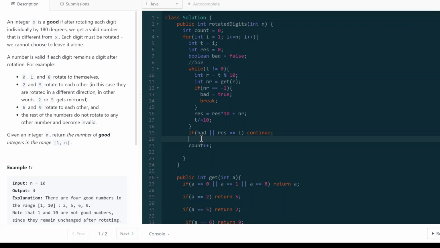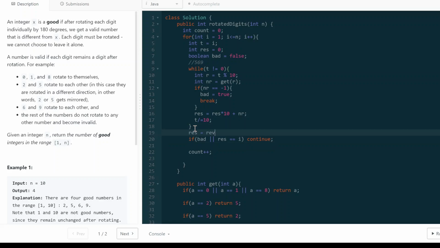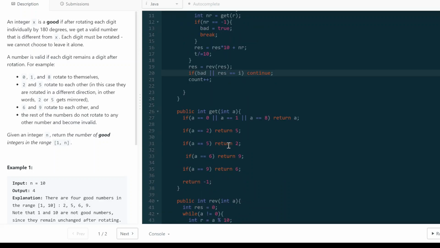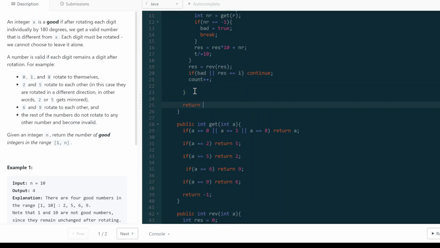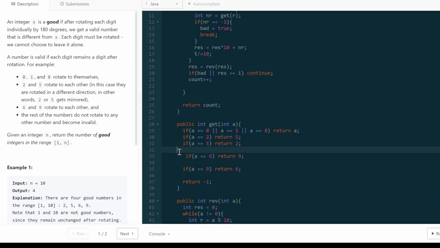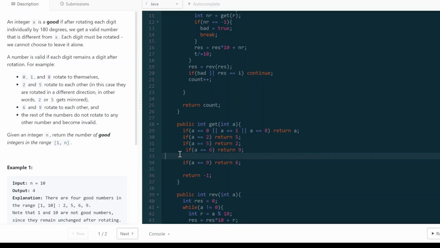Now here I need to reverse also. So result is equal to reverse of result, and then I'm gonna check whether they are equal or not. If they are equal, I'm not gonna increase my counter. Otherwise, I will increase my counter and then return the count. I mean, so much code for such a small problem. I know, but there might be an easier way to do it.